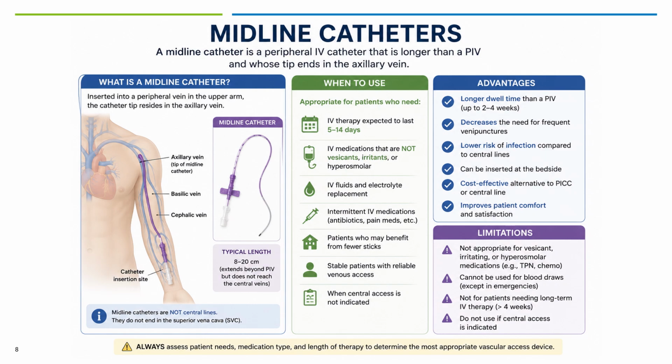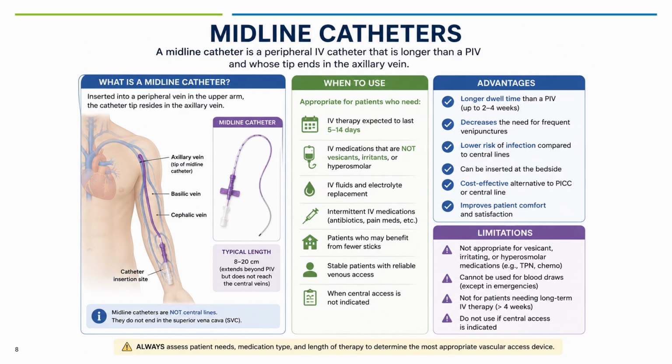Midlines are typically used when a patient needs IV therapy for about 1 to 4 weeks, especially when repeated peripheral IV insertions would be really difficult or uncomfortable. So when is a midline appropriate? We want to think about a patient admitted with cellulitis who may need 10 days of IV antibiotics, for example. Instead of starting a new peripheral IV every few days, a midline provides more reliable access. They're also used for IV fluids, electrolyte replacement, intermittent IV medications, and patients with difficult peripheral access.